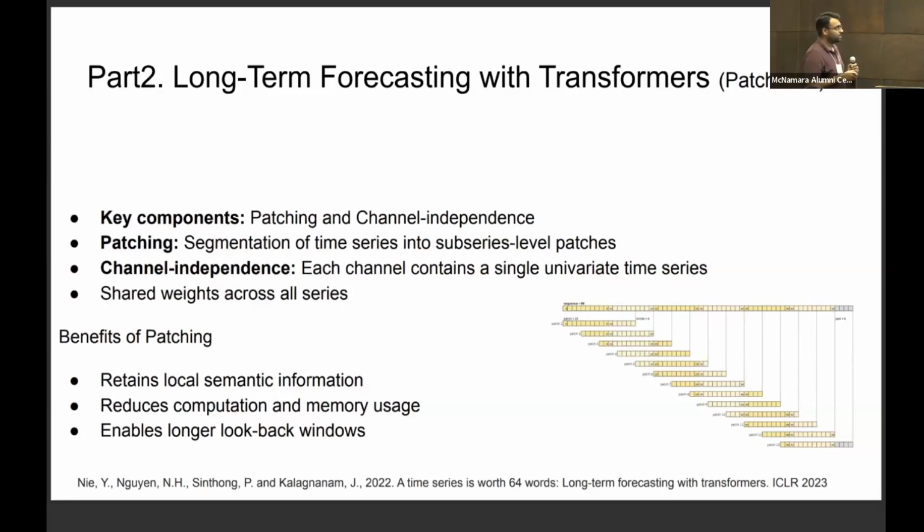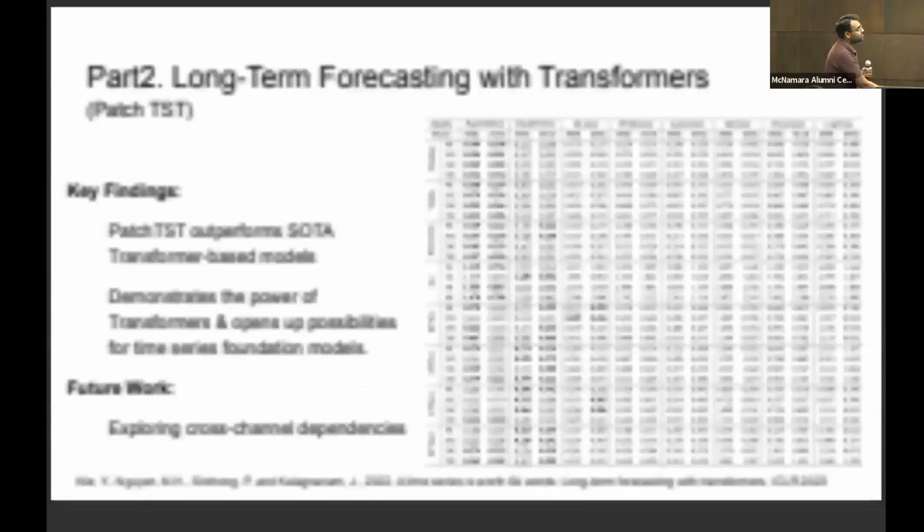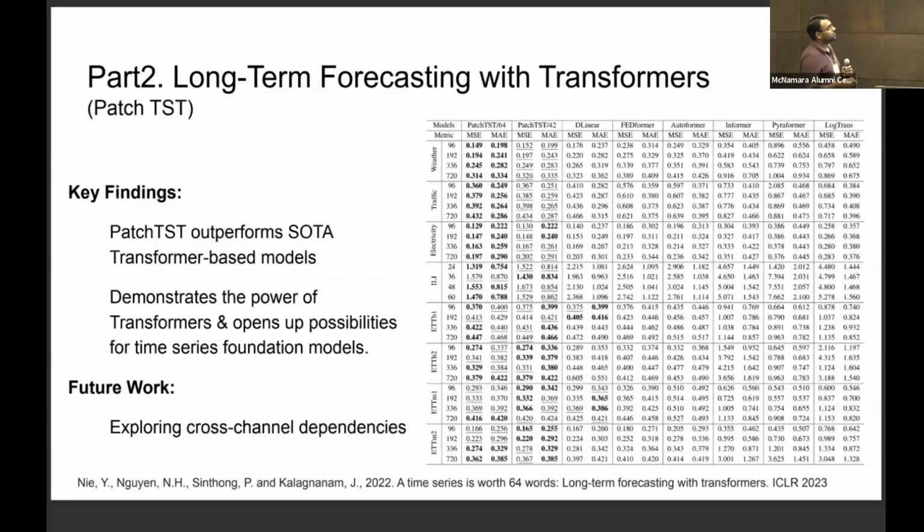It reduces the complexity, and on the result side, we have shown that if we just do the patching, it's able to beat a lot of the linear models as well as the existing transformer-based models which were prior to this paper coming out. It basically outperforms the transformer. And the future work for this was, can we make sure that there is any cross-channel dependency? This work came very recently, in ICLR 2023.